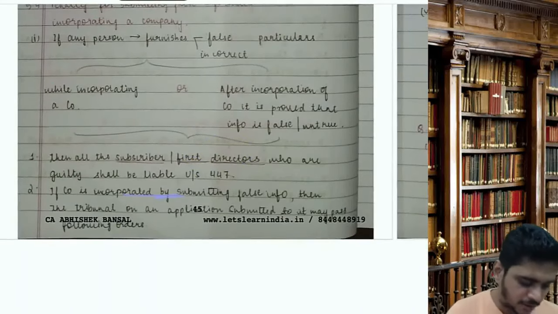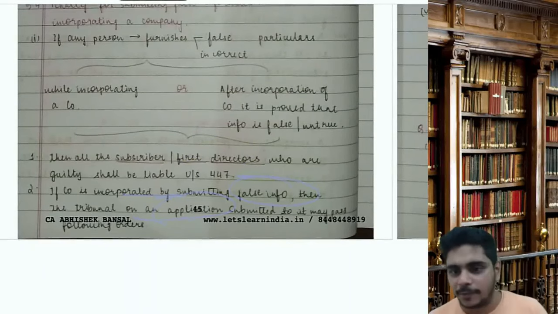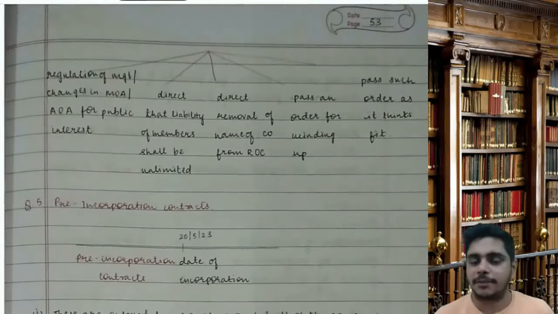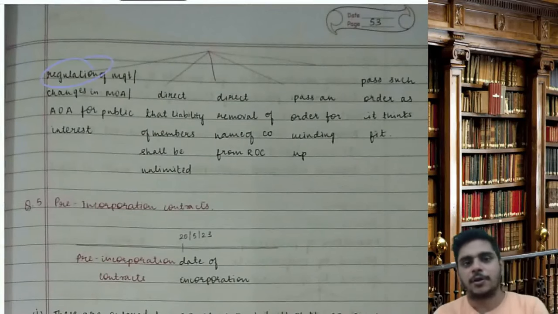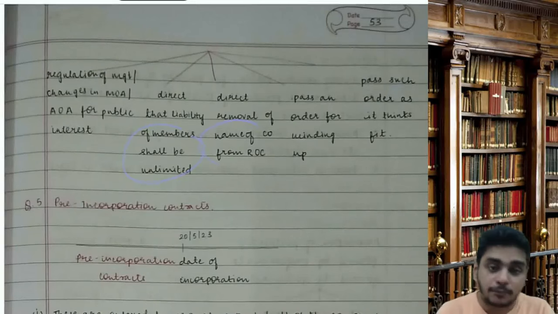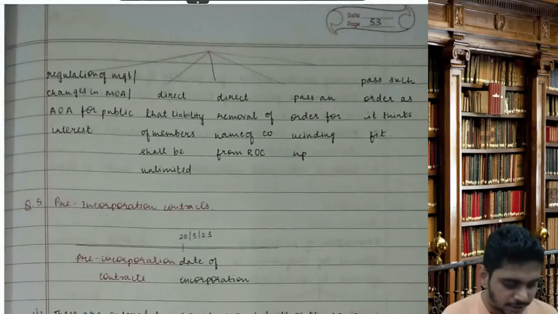If a company is incorporated by submitting false information, then the tribunal, on an application submitted to it, may pass the following orders. So though you will be liable for penalty, they can also pass the following orders. What orders can be passed by the tribunal? The tribunal may pass an order for regulating the management or changes in MOA for public interest, direct that the liability of the members shall be unlimited, or direct the removal of the name of the company from the register of companies. ROC means here Registrar of Companies.